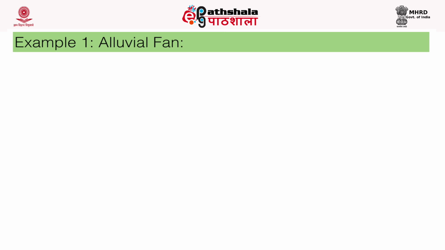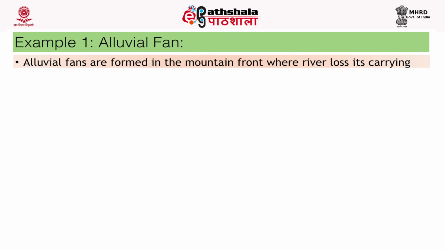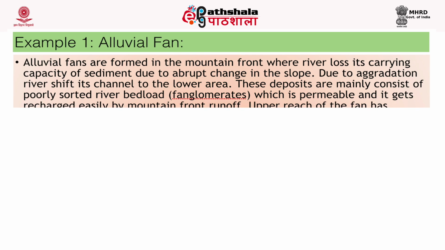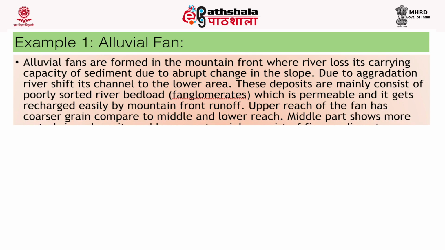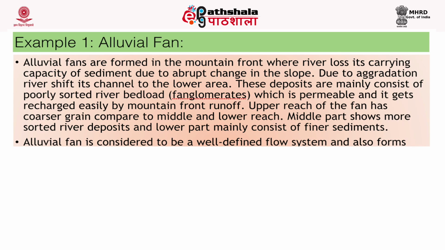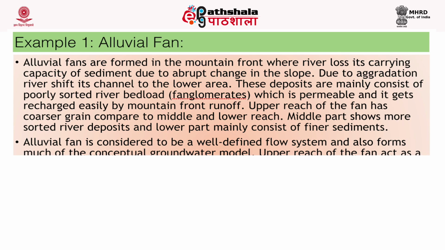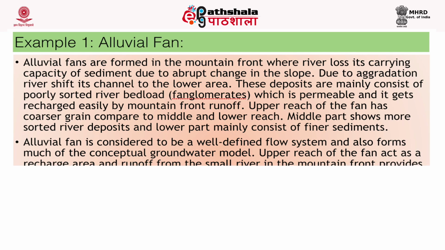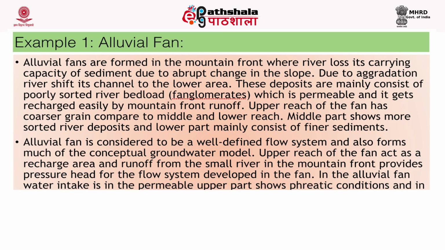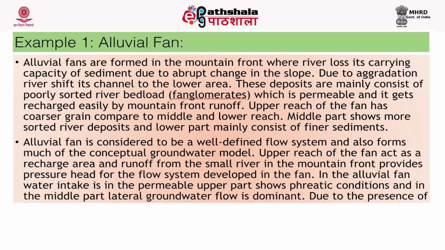We will take one example of unconsolidated sediment. Let us take an example of alluvial fan. These alluvial fans are formed in the mountain front where the river loses its carrying capacity of sediments due to abrupt change in the slope. Due to aggradation, the river shifts its channel to the lower area. These deposits mainly consist of poorly sorted riverbed loads, also called fanglomerates, which are permeable and get recharged easily by mountain front runoff.